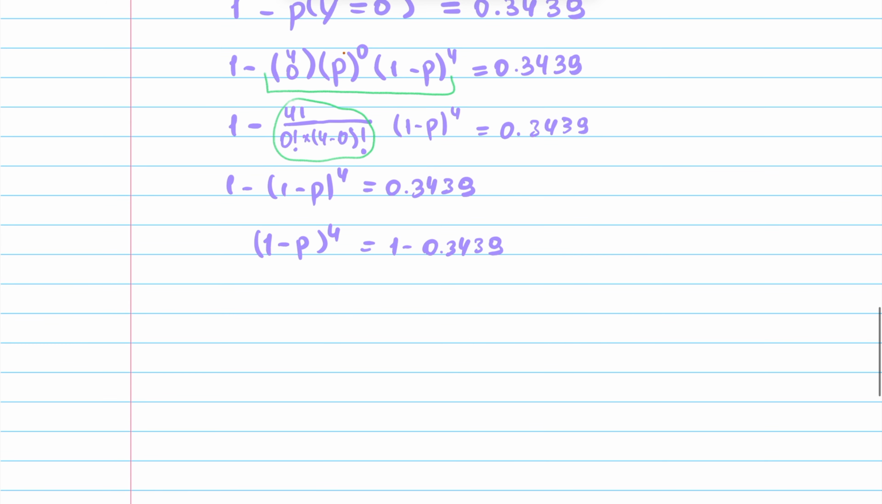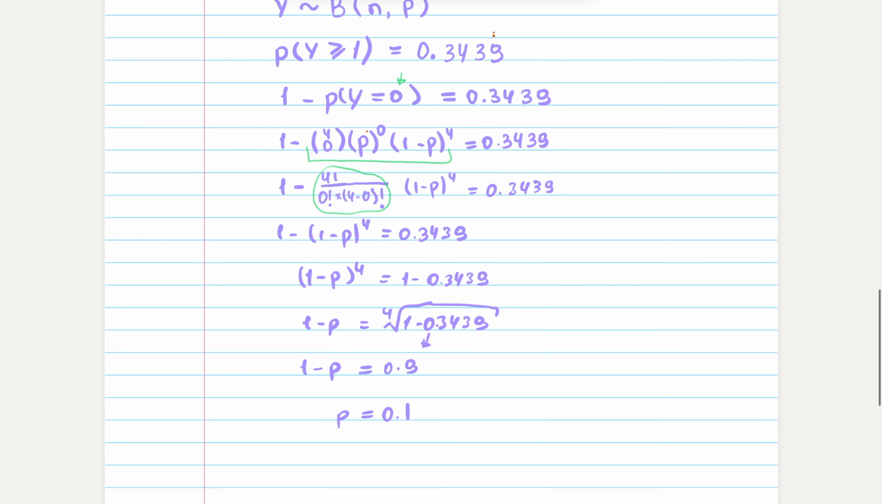Use a calculator to calculate this, and you can write 1 minus p equals the 4th root of 1 minus 0.3439. If you calculate that, 1 minus p is going to be 0.9, and you can say that p is going to be 0.1. The probability of being faulty is 0.1.